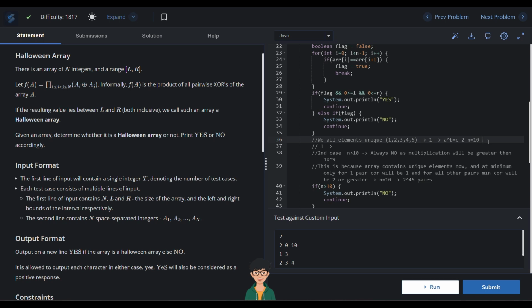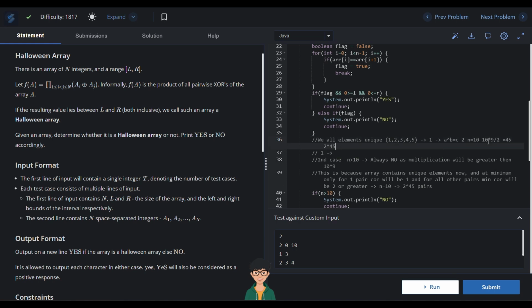10 into 9, how much is it? Yeah, it is 45. Okay, 10 into 9 divided by 2 is 45. So how many times are you multiplying by 2? You are doing 2 to the power 45. So these many times you are doing it.